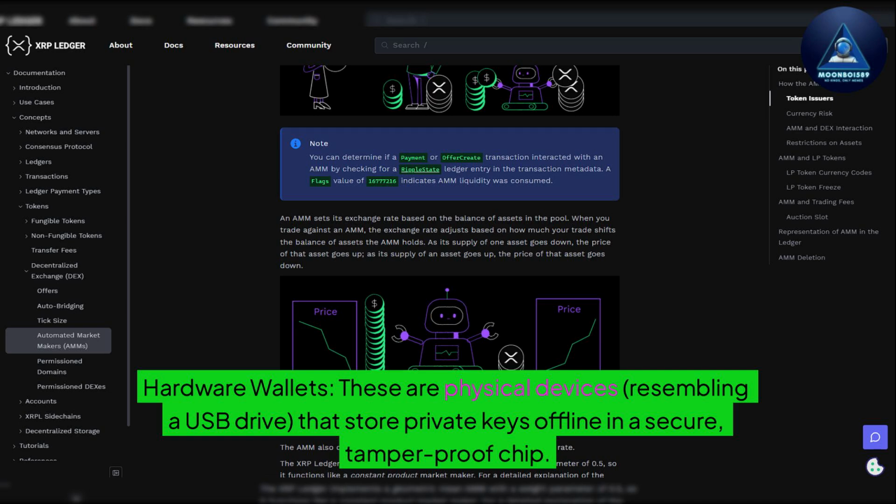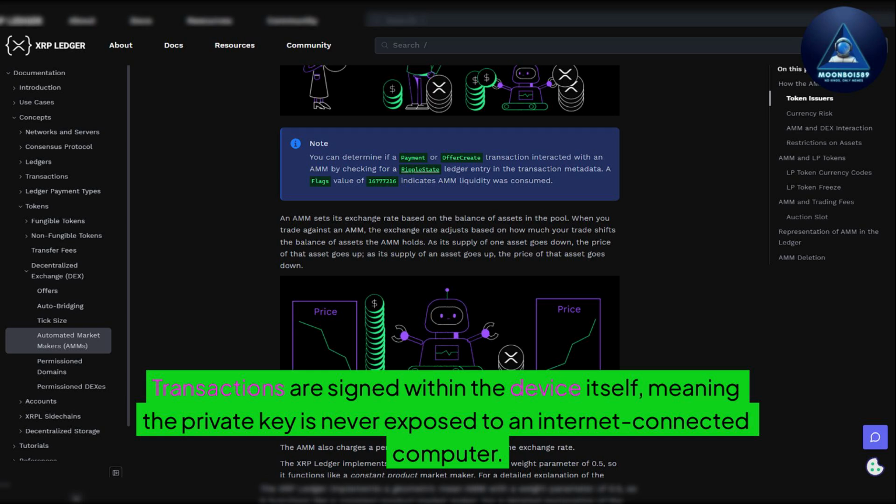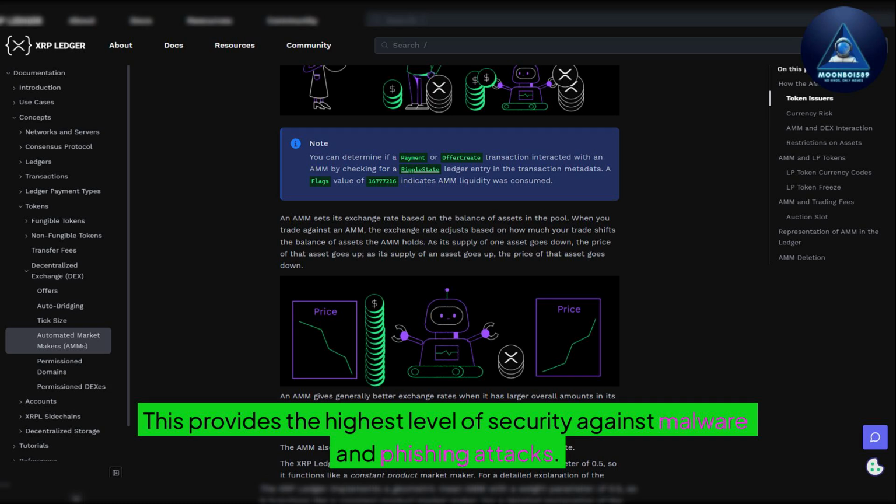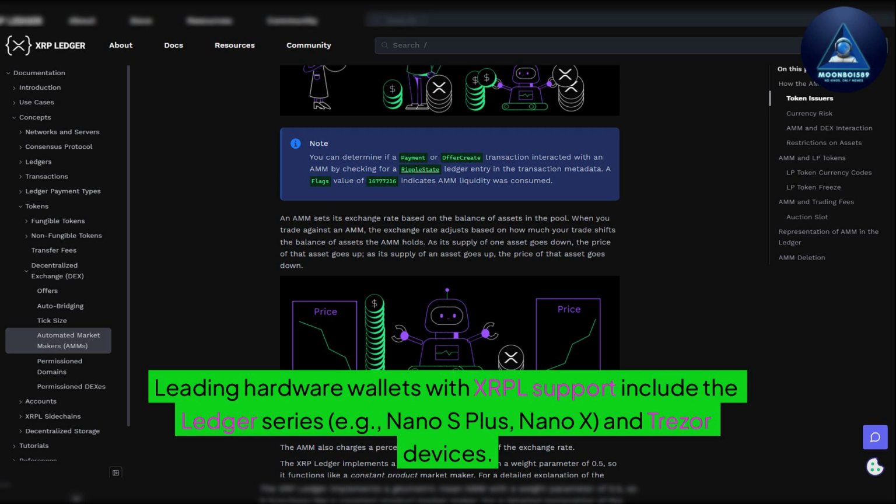Hardware wallets. These are physical devices, resembling a USB drive, that store private keys offline in a secure, tamper-proof chip. Transactions are signed within the device itself, meaning the private key is never exposed to an internet-connected computer. This provides the highest level of security against malware and phishing attacks. Leading hardware wallets with XRPL support include the Ledger series, e.g. Nano S Plus, Nano X, and Trezor devices.